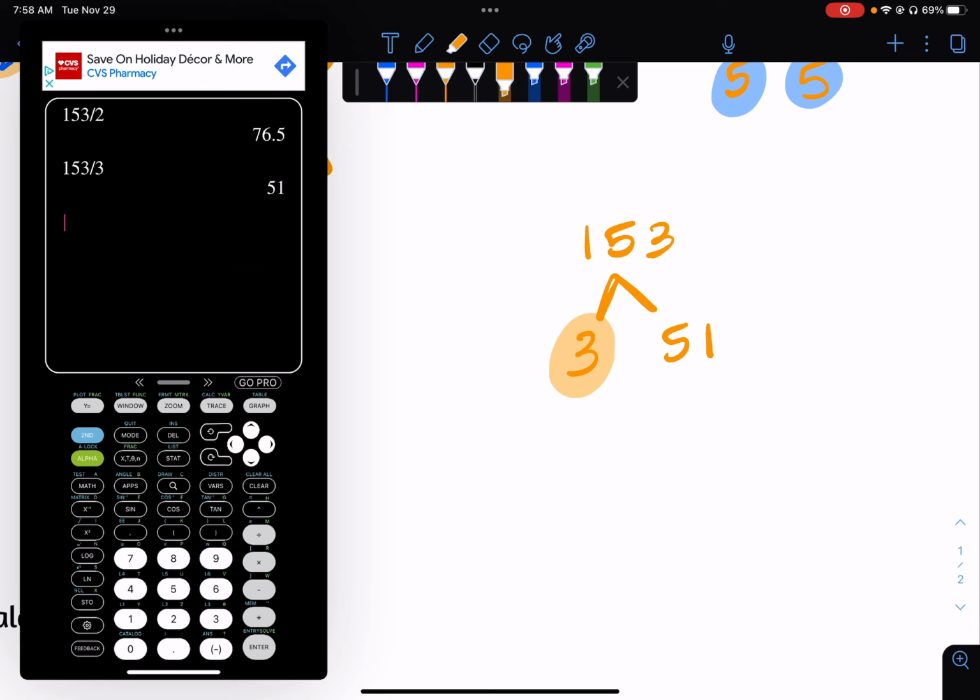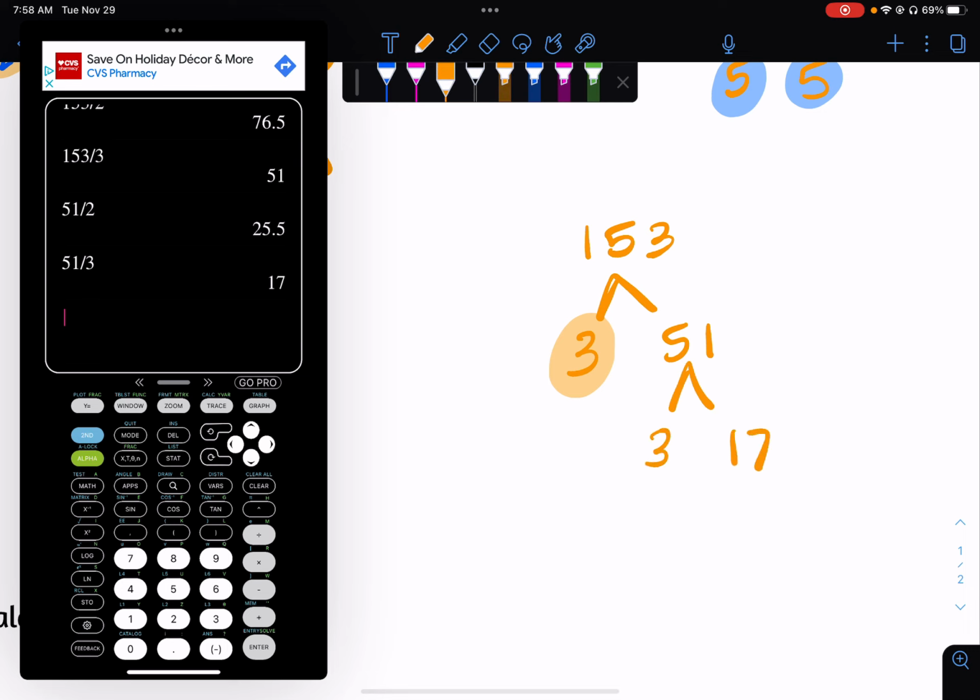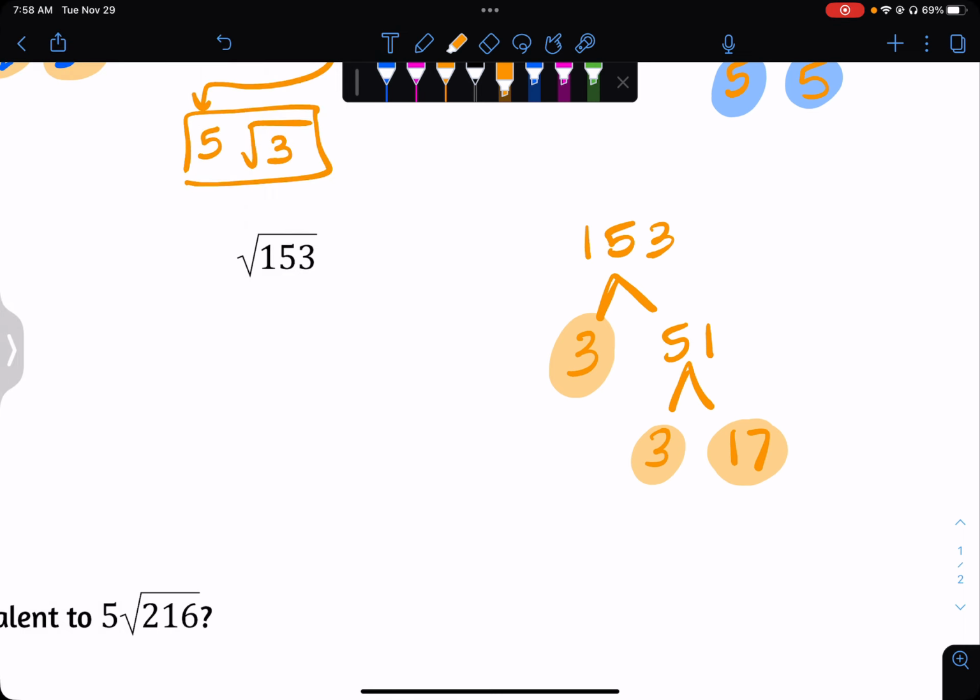What about 51? Can I break up 51? 51 divided by 2, nope. 51 divided by 3 is 17, so 3 and 17. So then I can break this one up. I already know 3 is a prime number again. 17, I think 17 is a prime number as well, right? Because there are no other two numbers that multiply to it, so this is also a prime number. So we're basically done. Let's go back and try to simplify this.